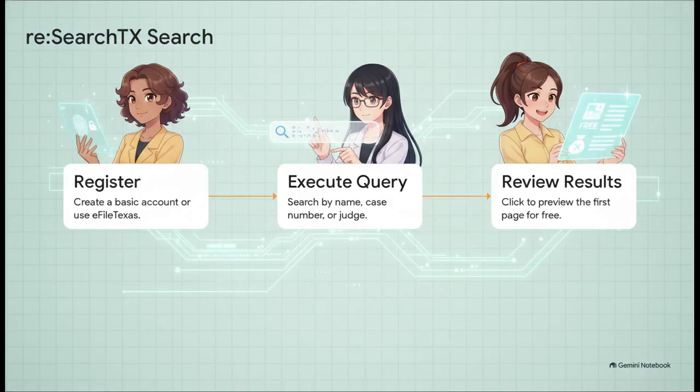Now, if you're using that statewide ResearchTX portal, the workflow is slightly different. First, you actually have to register for a basic account. Don't worry, it's free. Or if you happen to have eFile Texas credentials already, you can just use those. Second, execute your query. You can search across all 254 Texas counties by name, case number, or even the judge's name. Third, review your results.